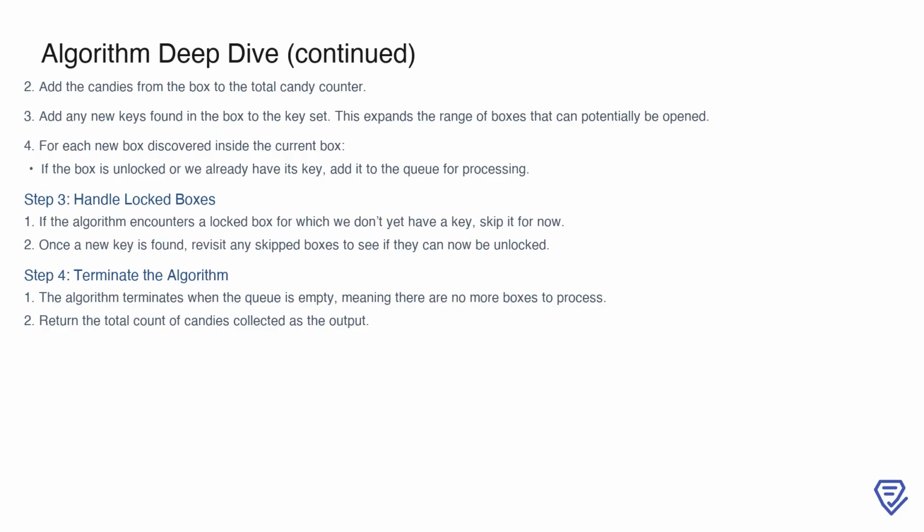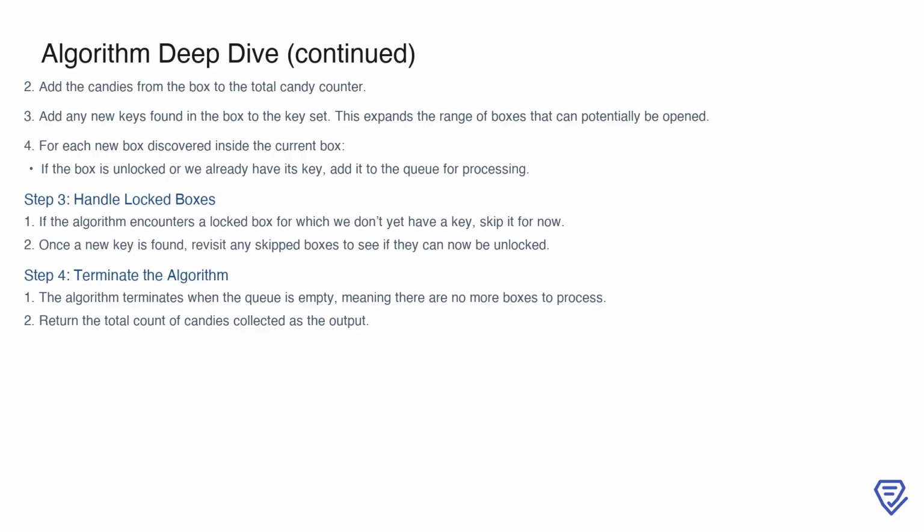Now, for each new box discovered inside the current box, we check if it's either unlocked or if we already have the key for it. If either condition is true, we add it to the queue for further processing. This ensures that all reachable boxes are explored.